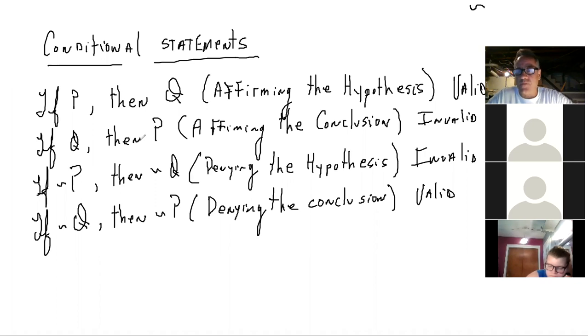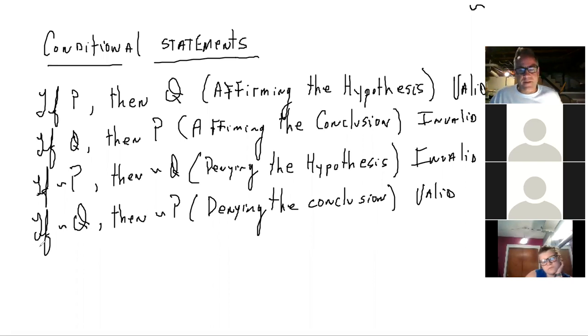The second one is the converse. Flip them, convert them, converse. The third one is the inverse. And one of my favorite words of all time, contrapositive. I just like saying it. I don't know why. Contrapositive, which is the converse of the inverse. But conditional and contrapositive are valid arguments.